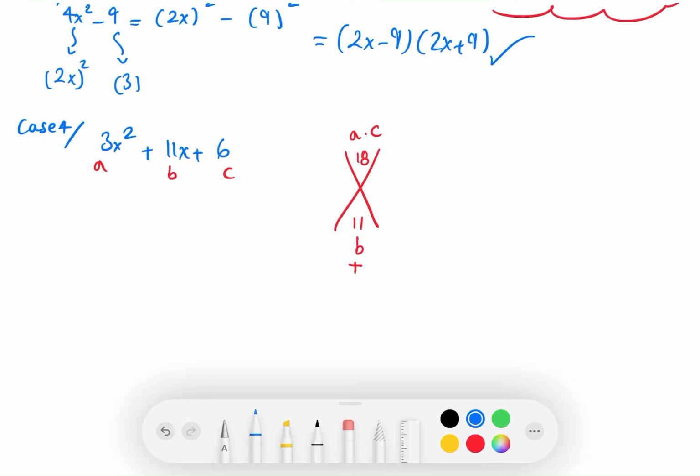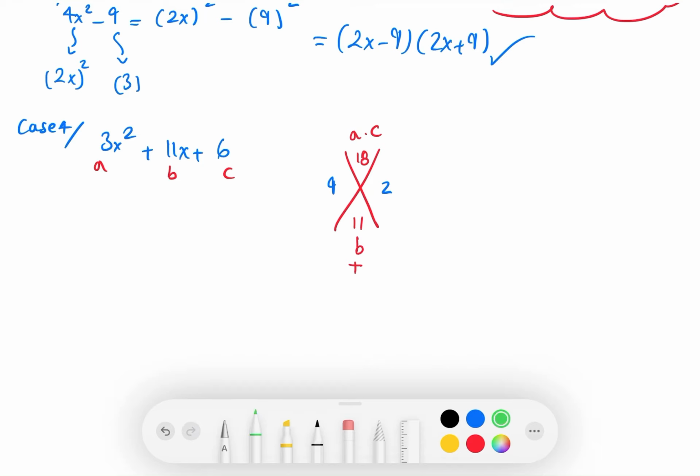3 times 6 times 3, that would be 18, but that would add up to 9. And then what about 9 and 2? 9 and 2 actually does add up to 11, and they actually multiply to 18. That works. So how do we do this then?